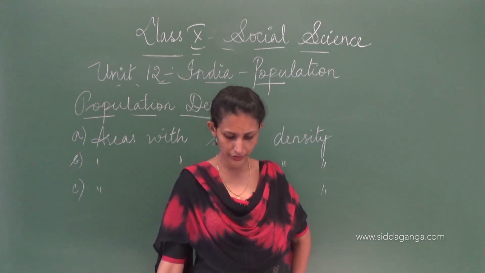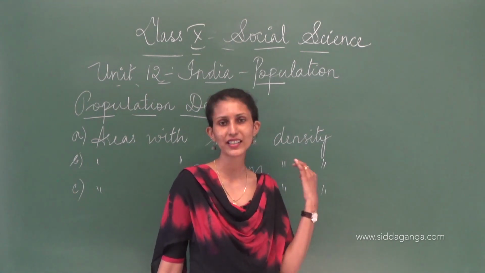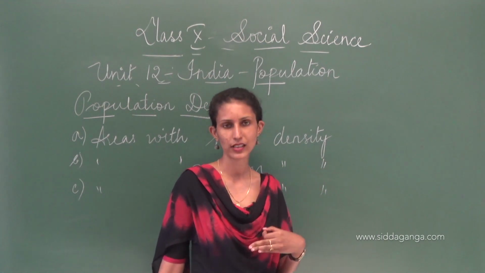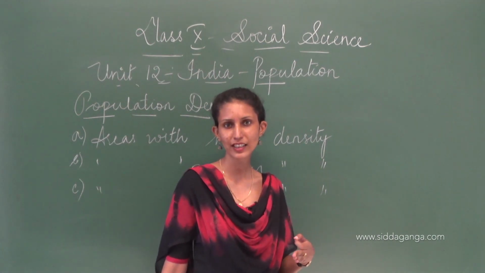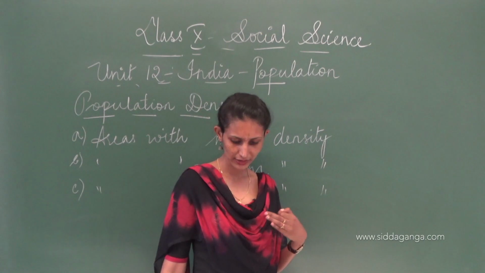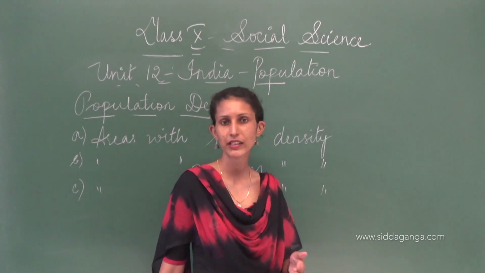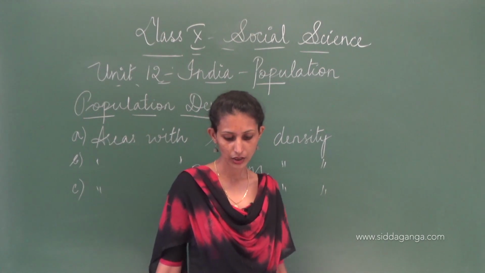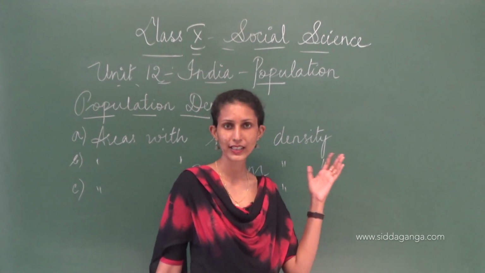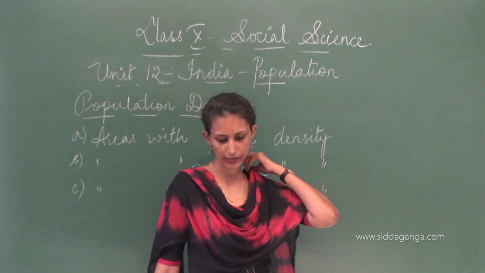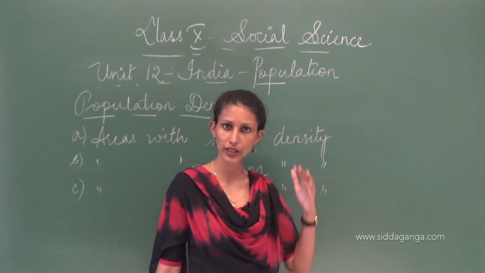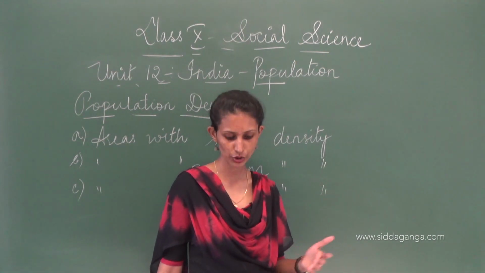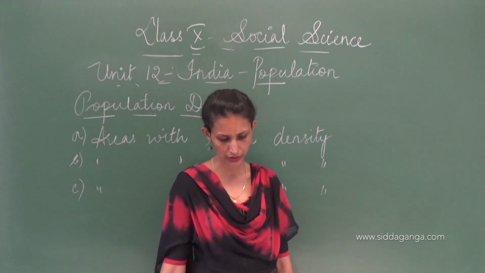Alright. Now we will go into areas with high density. These three factors only require you to read what is there, because it's just facts and figures that have been given, but I'll tell it out to you and then you can read it for yourself. The places that have high density are the northern plains and the eastern coastal plains. Coastal plains have high density of population.